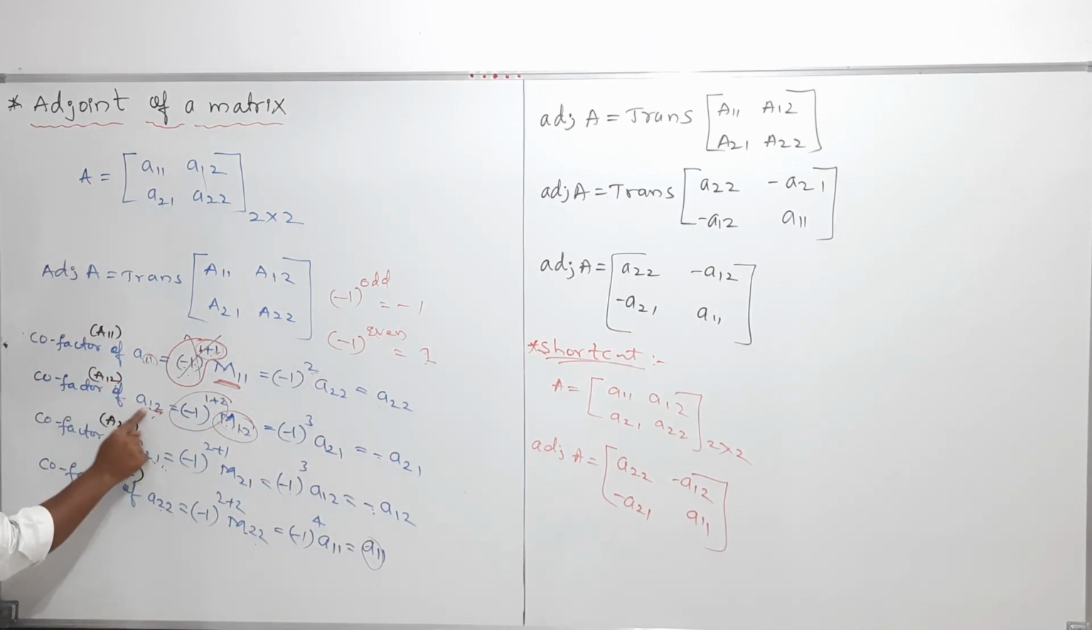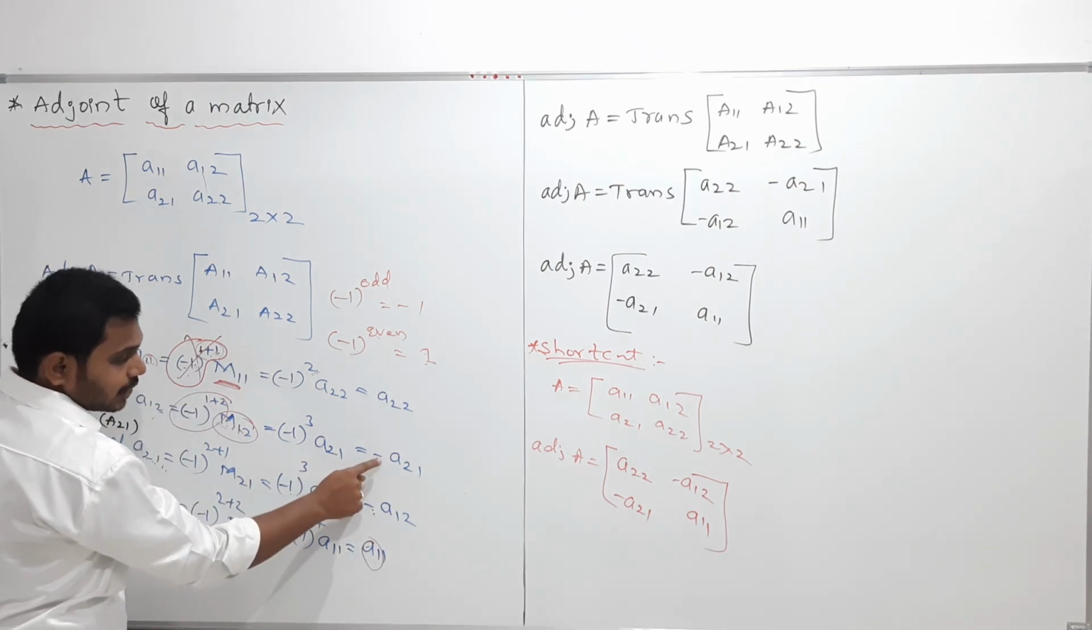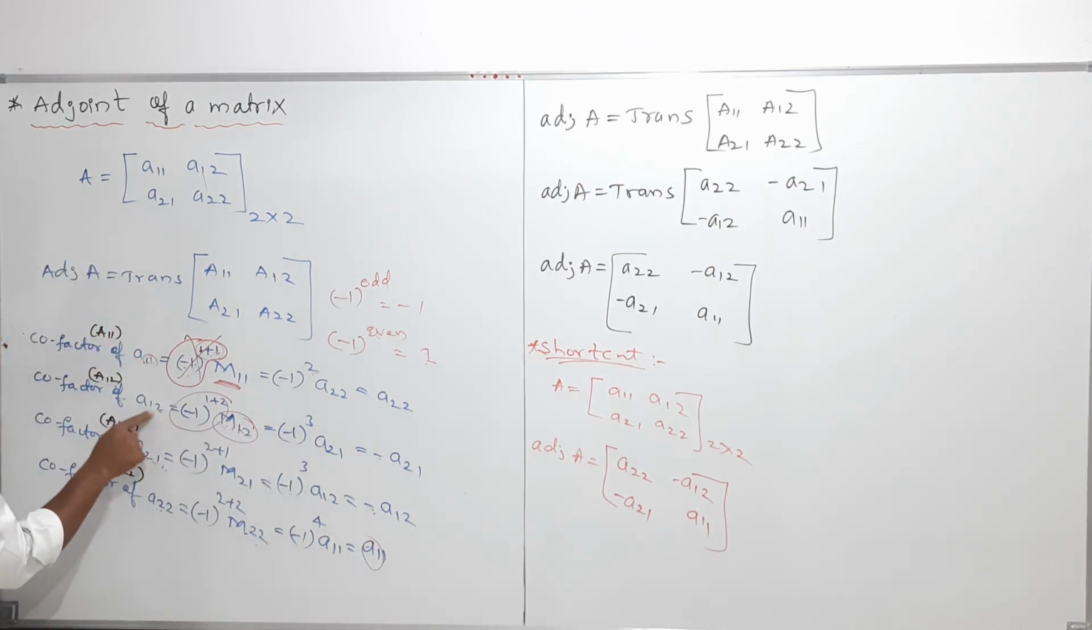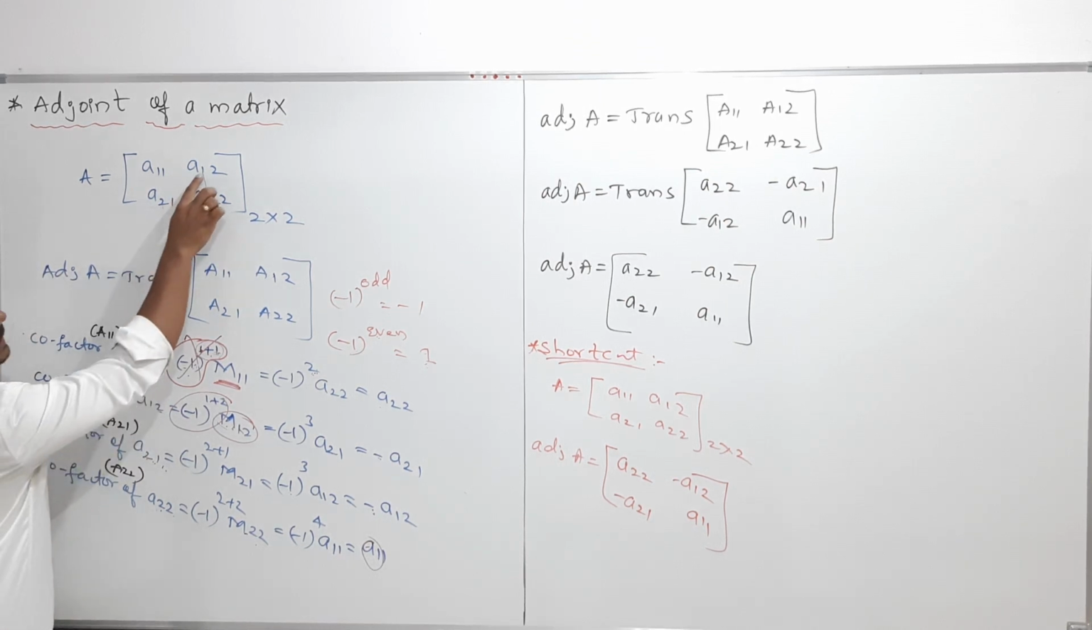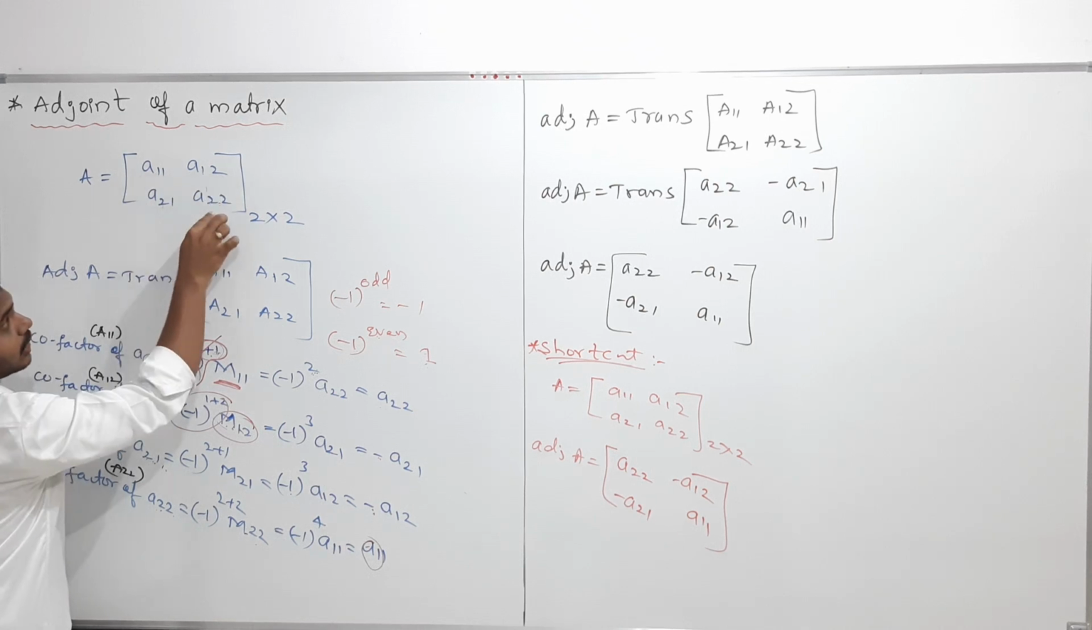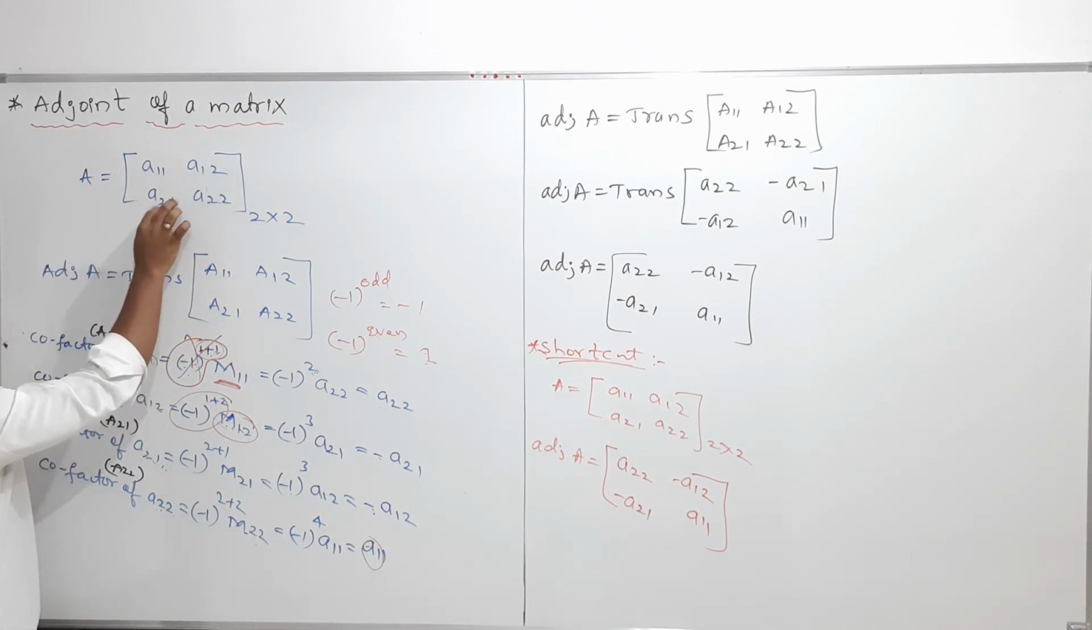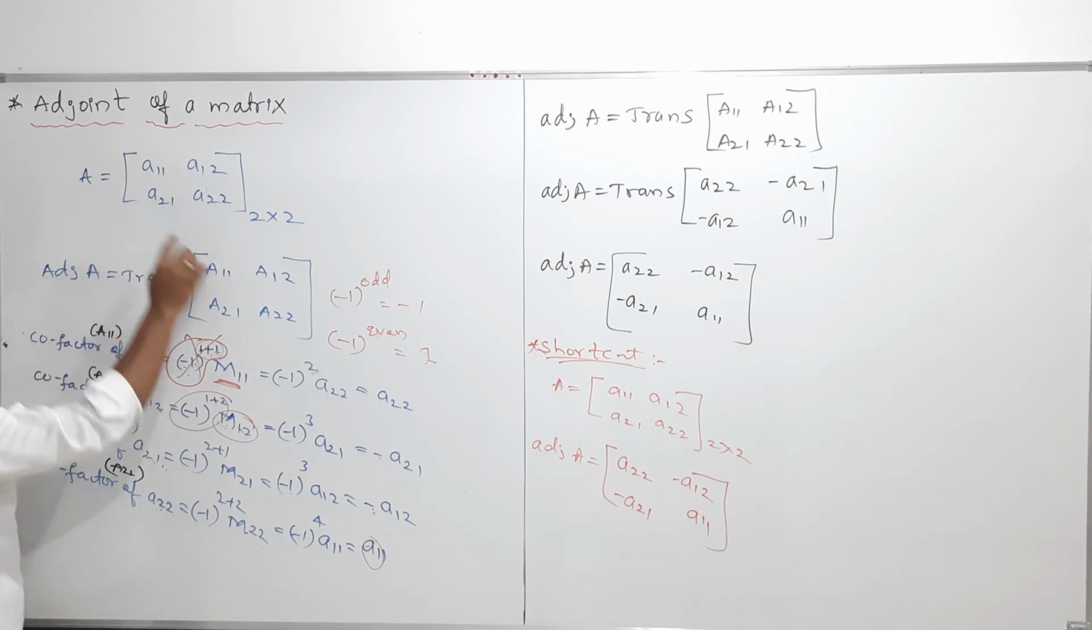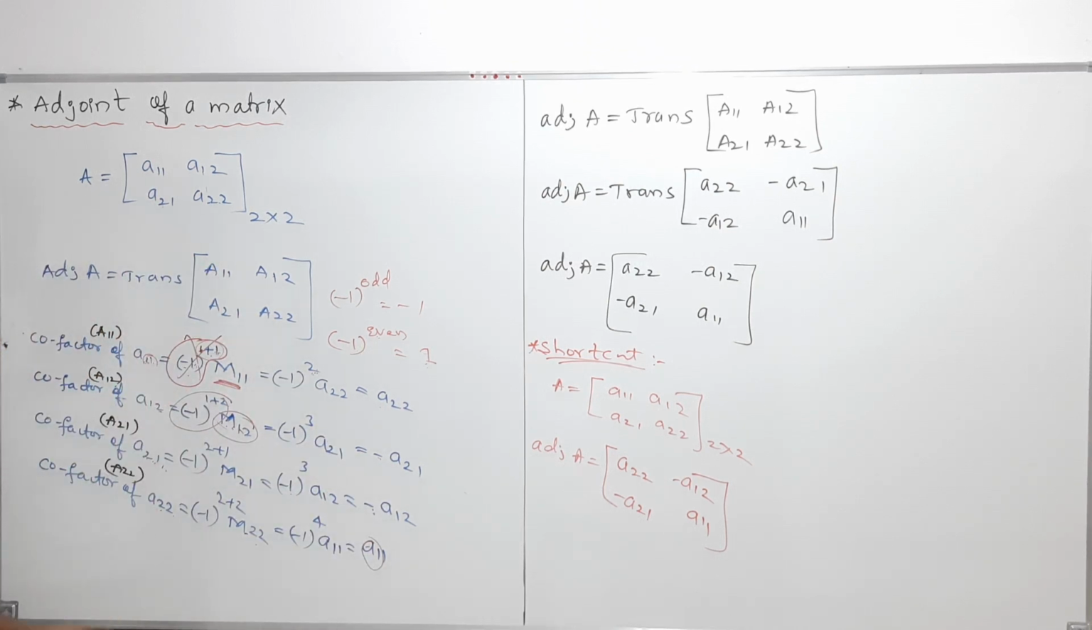Similarly, the cofactor of A12. So 1 plus 2 is 3. 3 means odd. Odd means it is negative. Negative of the next minor of A12. How to find the minor of A12? The minor of A12 means the element A12, where it lies, leave that row and that column. The remaining elements, you should take the determinant value. So here it is A21. Like this you should calculate.